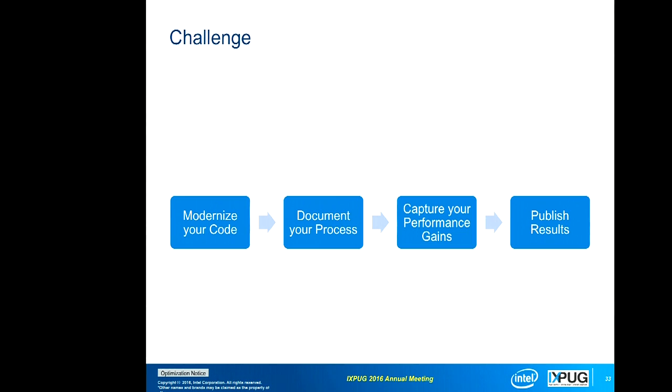Now, while you're doing this process, document it, because I want to see what steps were taken. What did you do? Where did you find a bottleneck? What did you do to improve it? What tools did you use to do it? What techniques are you using to improve your performance?